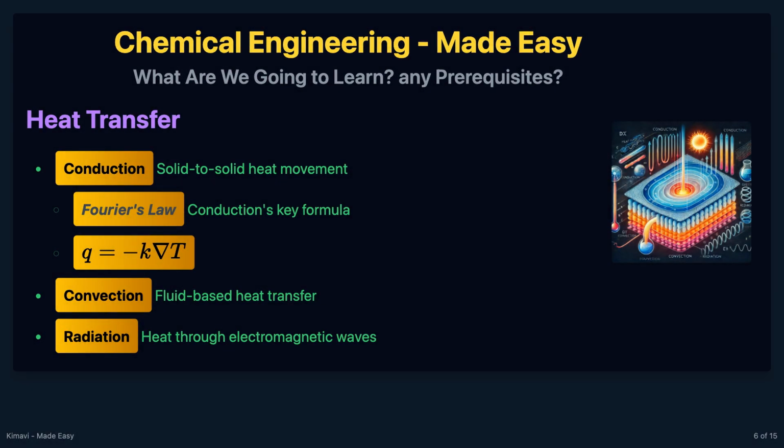Heat transfer is essential for designing equipment like heat exchangers and reactors. You will study conduction, which is heat transfer through solids, convection, which is heat transfer through fluids, and radiation, which is heat transfer through electromagnetic waves. Fourier's law describes heat conduction and is given by the equation Q = -K∇T. Here, Q is the heat flux, K is the thermal conductivity, and ∇T is the temperature gradient.